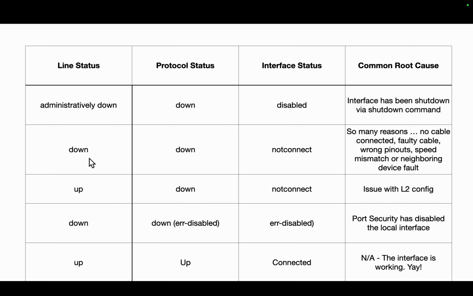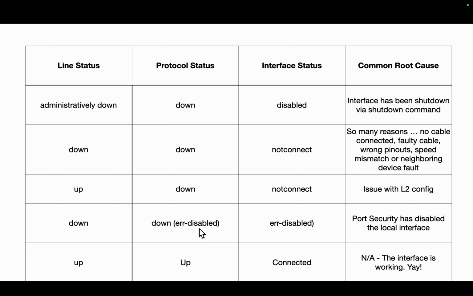So line status of down, protocol status down, interface status not connect. So this can be many reasons. This is probably the interface status that has so many different root causes. It could be there's not a cable connected, a faulty cable, wrong pin out, speed mismatch, or there's a fault with the neighboring device, like it's powered off, for example. So if you see down, down, not connect, that can have many causes. Up, down, not connect normally means an issue with your layer 2 config.